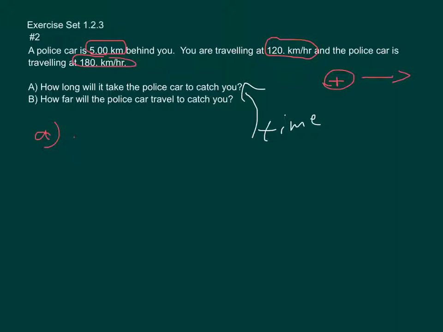We got a velocity of the car, which is equal to 120 kilometers per hour. And we get the velocity of the police car, the PC, which equals 180 kilometers per hour.